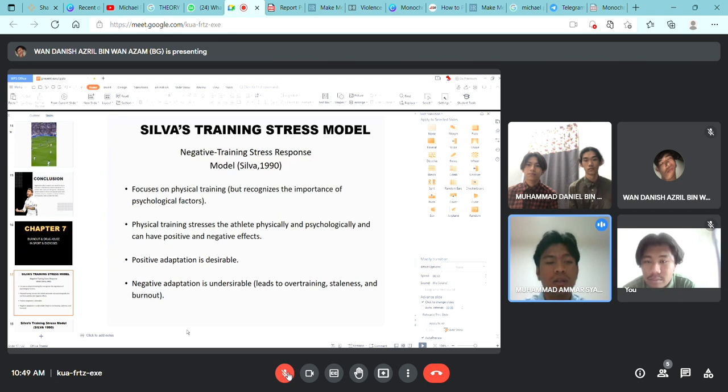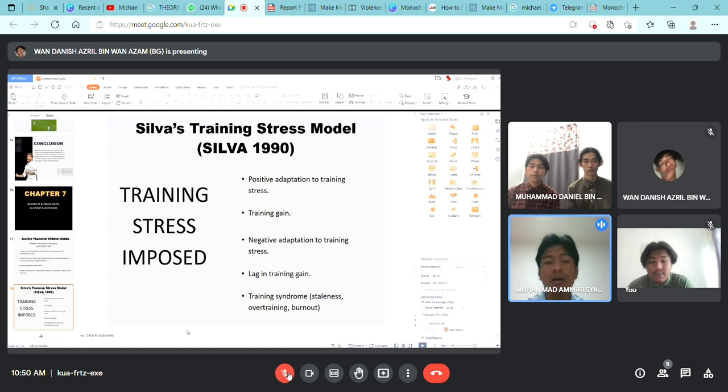This one is the Smith training stress model, the negative training stress response model. For the first point, it focuses on physical training but recognizes the importance of psychological factors. Second point, physical training stresses the athlete physically and psychologically and can have positive and negative effects. Third, positive adaptation is desirable. And last, negative adaptation is undesirable and leads to overtraining, staleness and burnout.